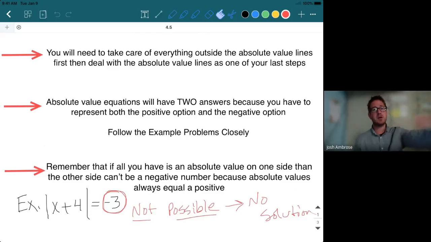Now, the absolute value equations, though, will have two answers. Why do they have two answers? Because they need to represent both the positive and negative options. Meaning, let's say the answer inside the absolute value was just 5. Well, then the absolute value didn't really do a whole lot because it's going to come out as 5 either way. But what if you have an equation inside the absolute value that gives you an answer of -5? Still, what's it going to come out as? It's going to come out as a +5. So you have to represent both because absolute values will always create positives. Okay, so let's go through.